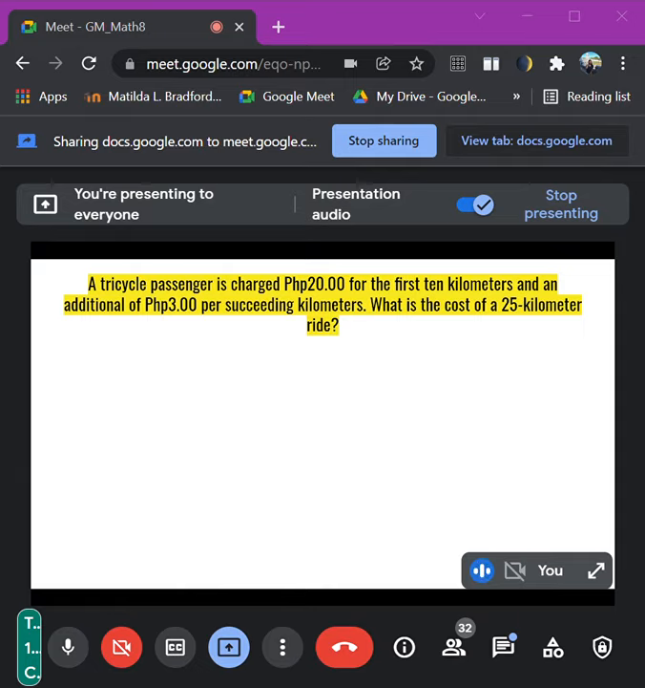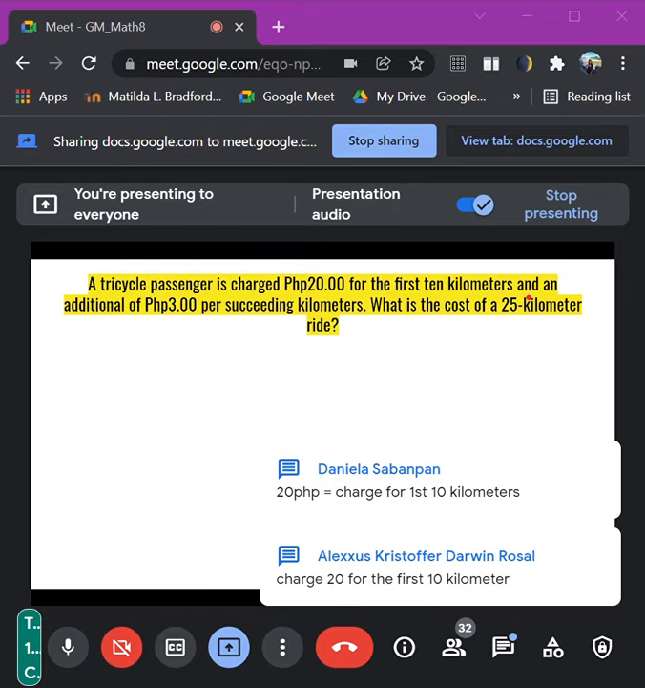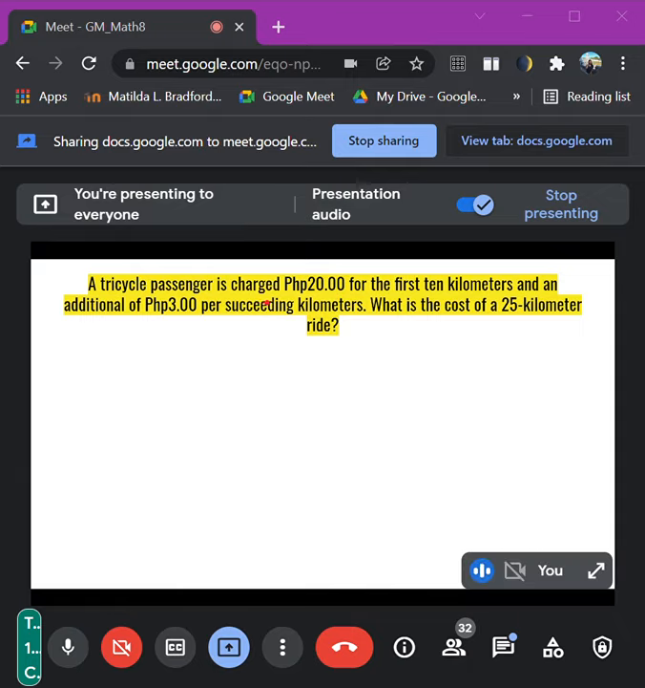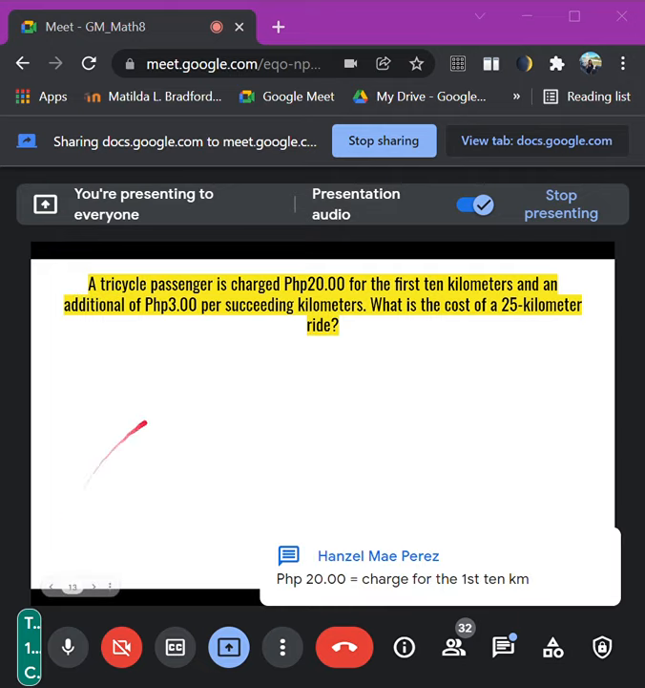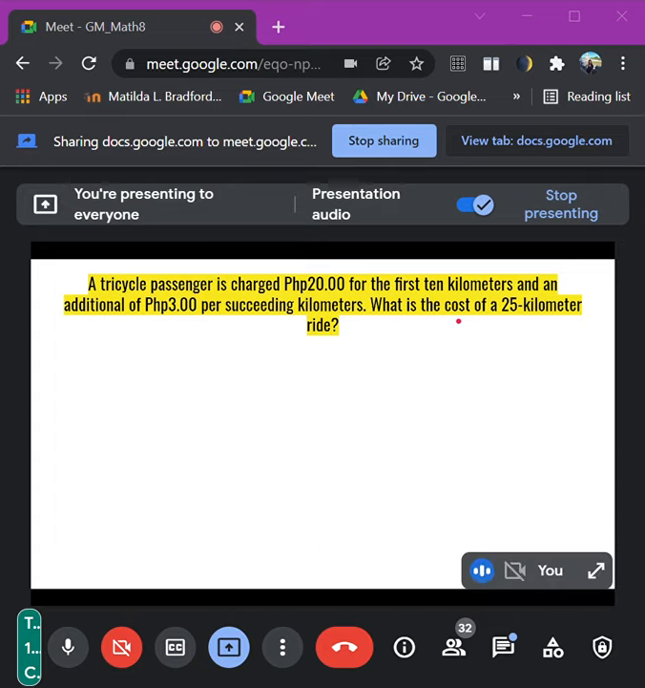Sa may first na to makita diha. Pwede ninyo siyang isulat. Okay, you have there 20 pesos. That is the charge for the first 10 kilometers. Okay, next one. Unsa pa? You have there additional. Okay, that is the additional of 3 pesos per succeeding kilometer.